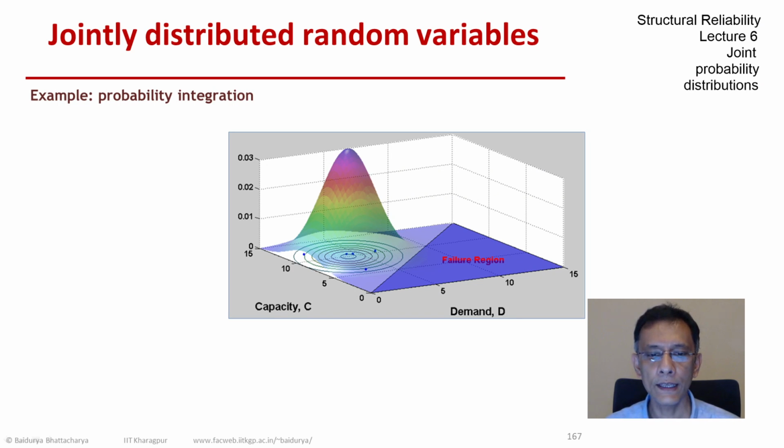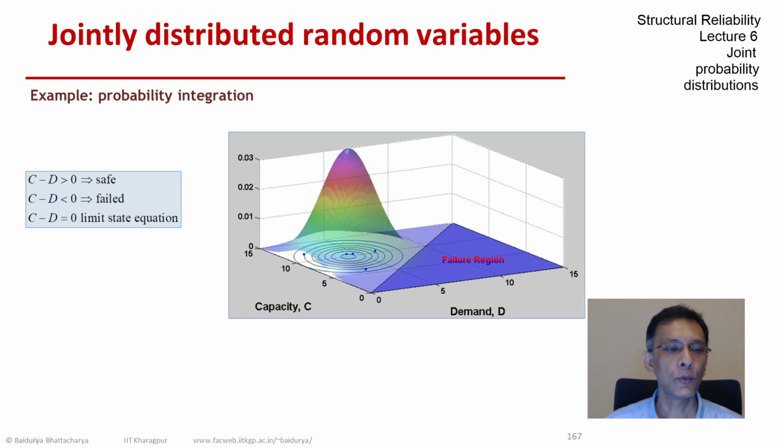In this figure, we get a preview of what is meant by failure, the failure region in the space of the concerned random variables, and how to compute the failure probability in terms of an integration. So here you have two random variables, C and D, C being capacity and D being demand, and they are jointly distributed. And the third dimension, the Z dimension, is the probability density.